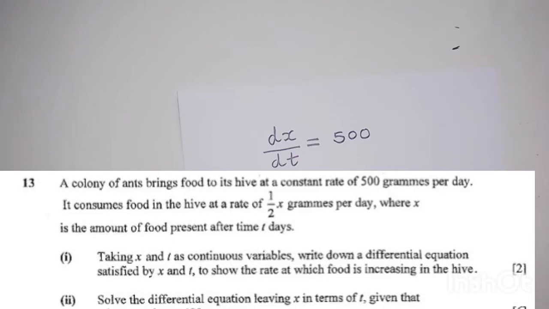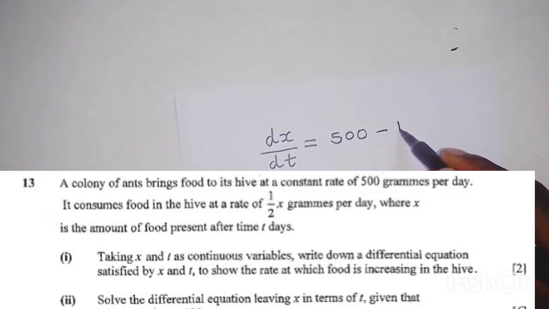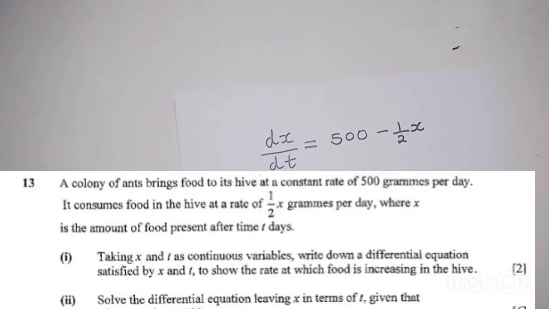Let us move on to the second sentence. It consumes the food in the hive at a rate of half x grams per day. So the consumption, it means that the food which was brought in is now being reduced through the consumption, right? So I'm going to reduce 500 by half x. So half x is representing the consumption of food, right?